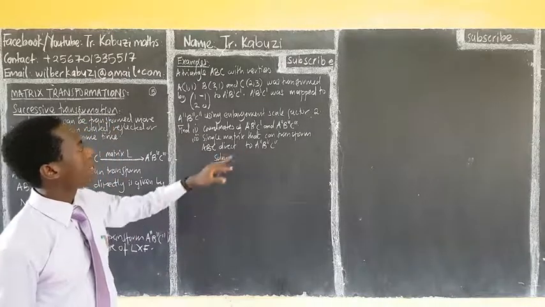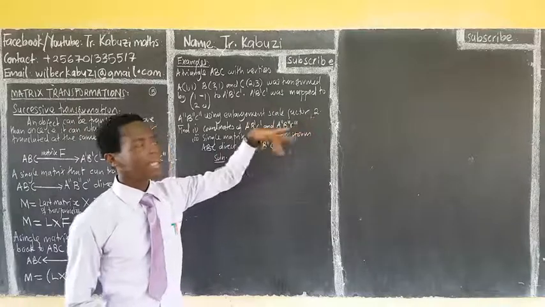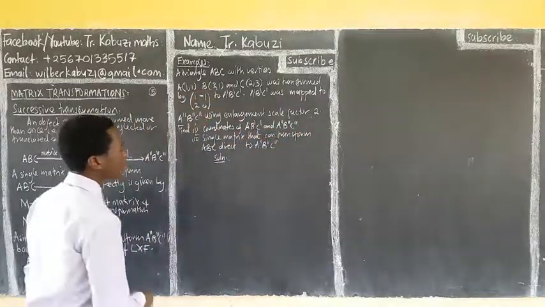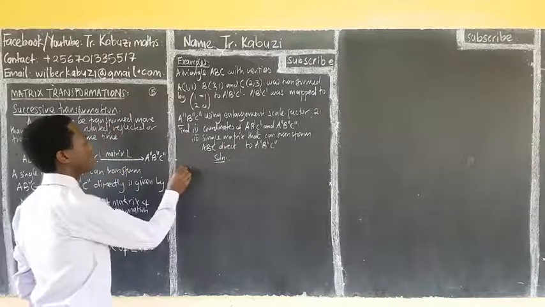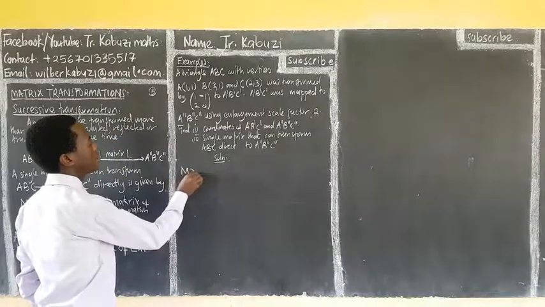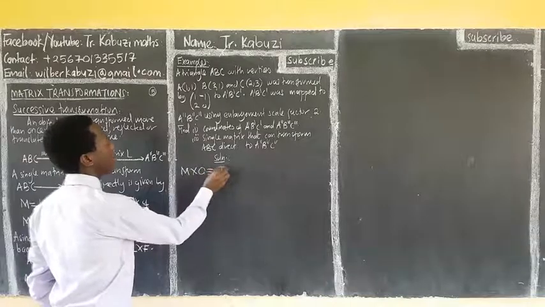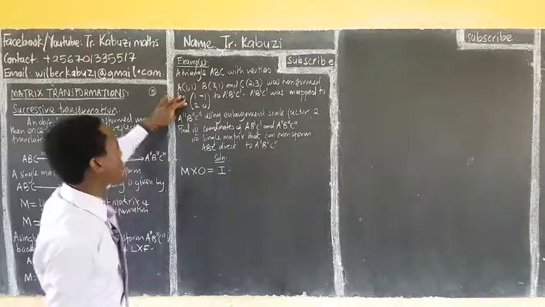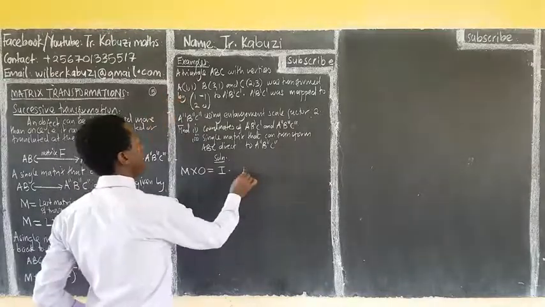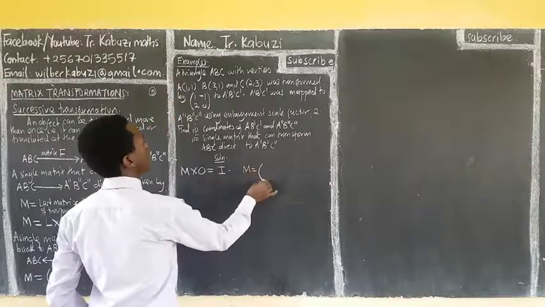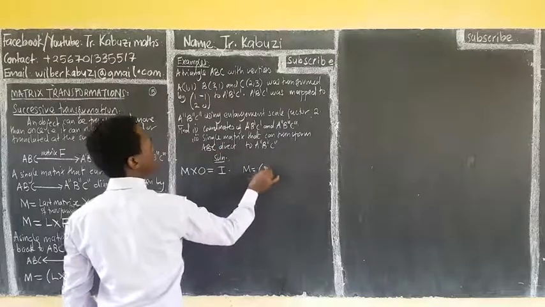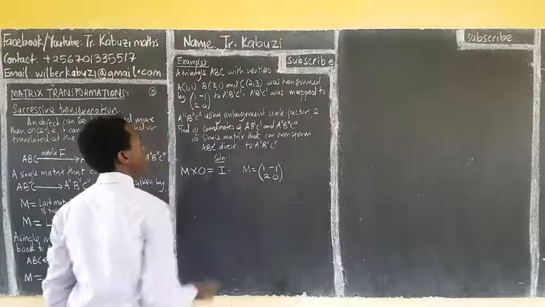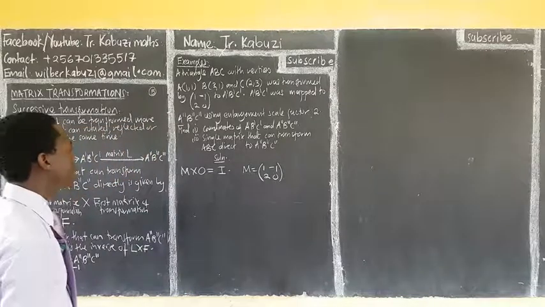Now, we have seen that we have a scale factor, but it's the last matrix. We have first of all this. Now, we know that our matrix of transformation times the object gives us our image. From here, we have our first matrix, let me call it M. Here it's going to be 1, negative 1, 2, 0. So this is our first matrix.